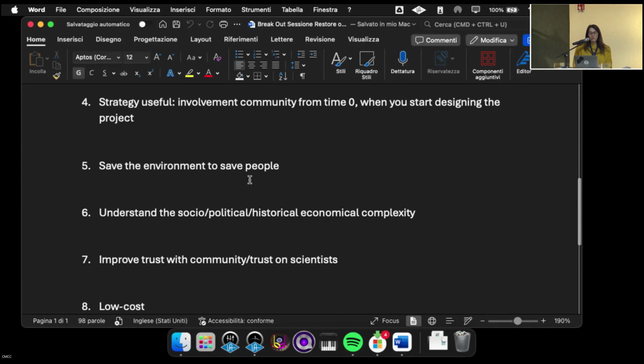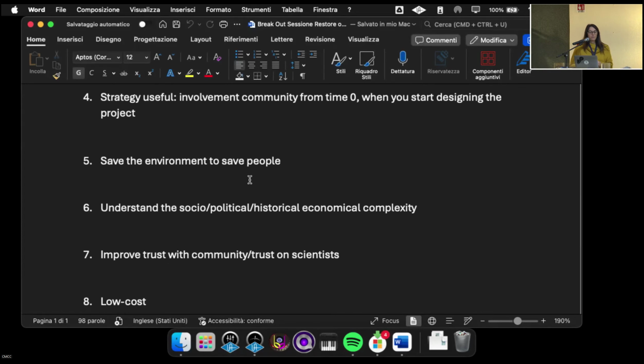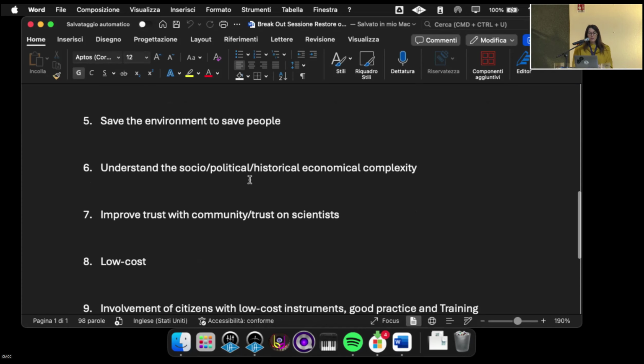The other concern was to understand the socio-political, historical, and economic complexity of that area. That is one of the things that we have to face when we design and implement our project, to understand where we are going and the community, the complexity and the dynamics that are in that local area.